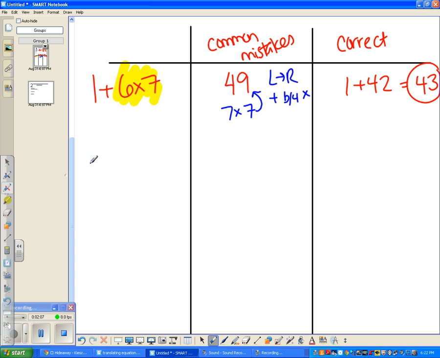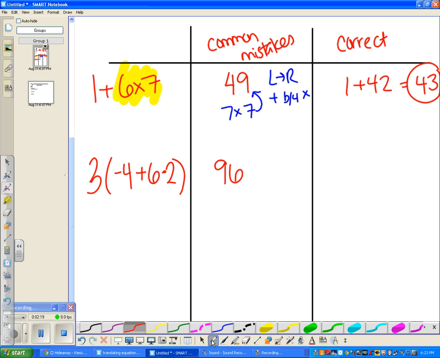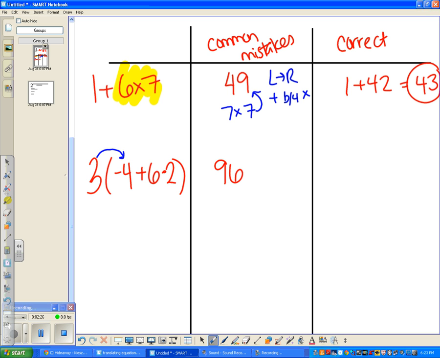So another mistake, let's do 3 times the quantity of negative 4 plus 6 times 2. Sometimes people think that the correct answer is 96, and they're wrong. What these people do is they're like, oh, parentheses, I'm going to distribute. And I love it when you guys distribute. That's awesome. But they distribute incorrectly. When you're distributing to each term.